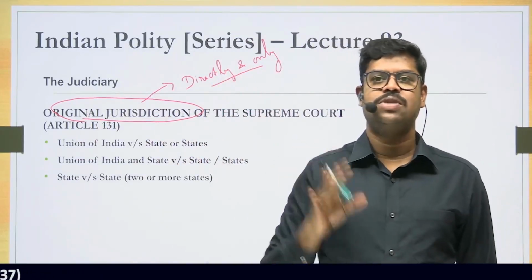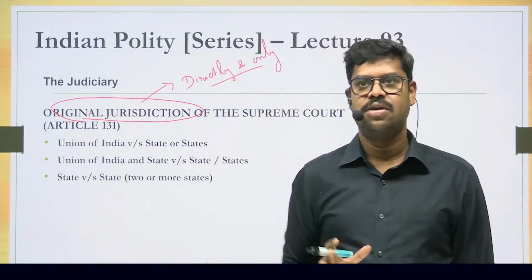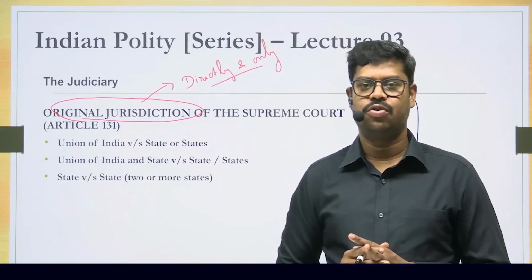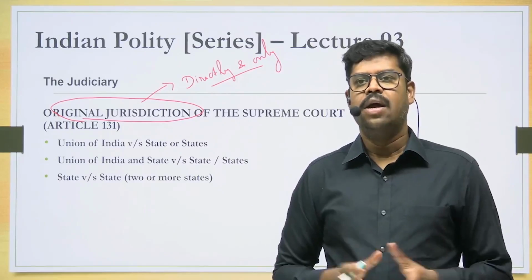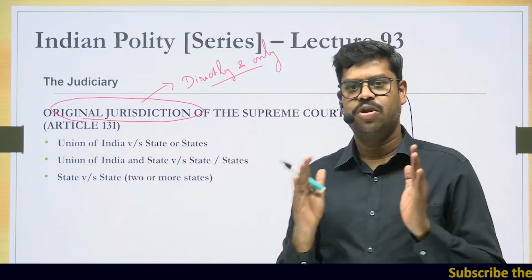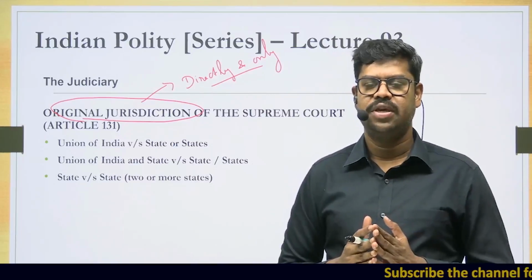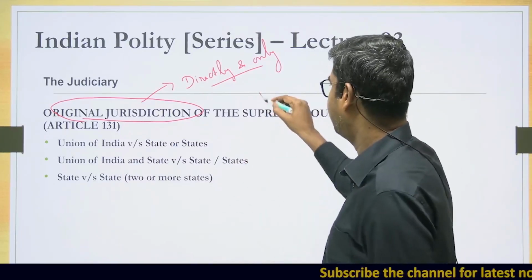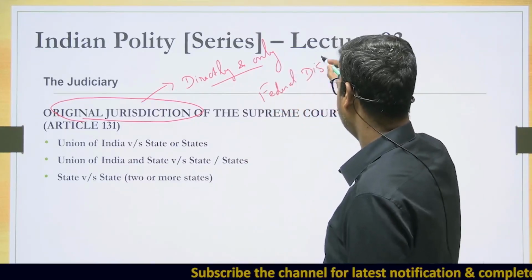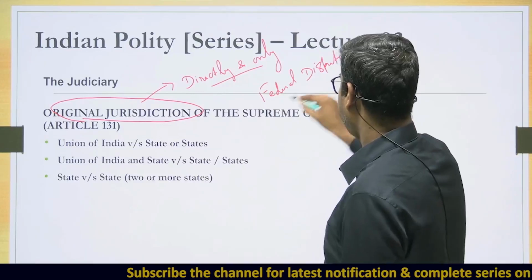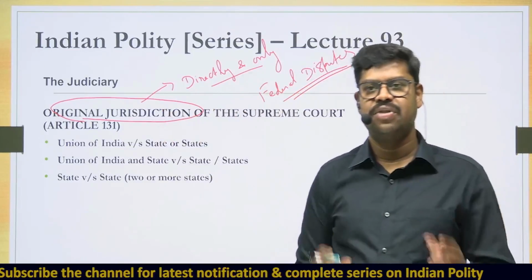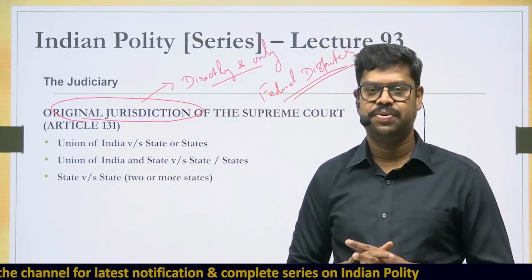So what are those disputes? Who are the parties who can go to the Supreme Court of India under the original jurisdiction of the court? Try to keep it very simple. In what type of cases the Supreme Court has original jurisdiction is in the case of what are called federal disputes. The word federal dispute is very, very important. So who are the parties who can approach the Supreme Court of India under the original jurisdiction if they are part of the federal relationship?